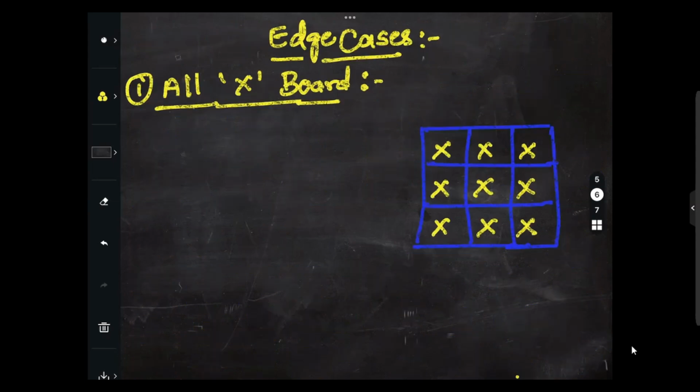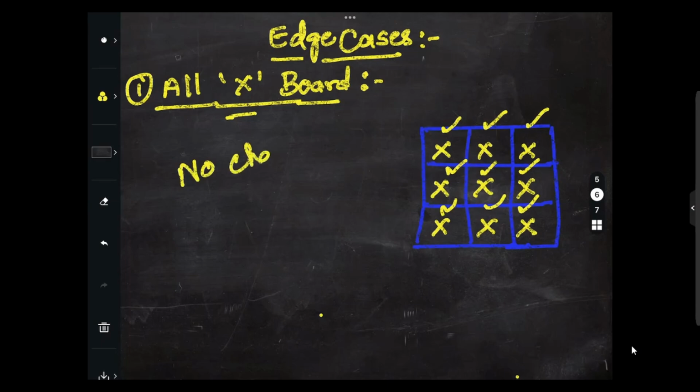So the first edge case that we are going with here is the all x board, right? So here we have all x. You can clearly see here we have all x. This is the first edge case. So the output will be no change. The same output we get here, x, everything will be the same. So we can just give here no change for output. This is for the first edge case, all x board.